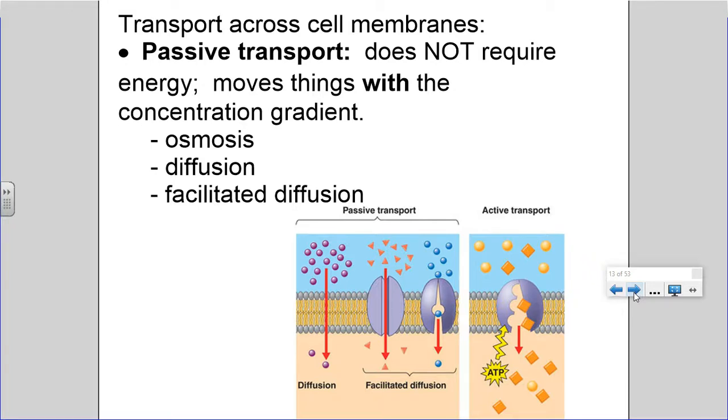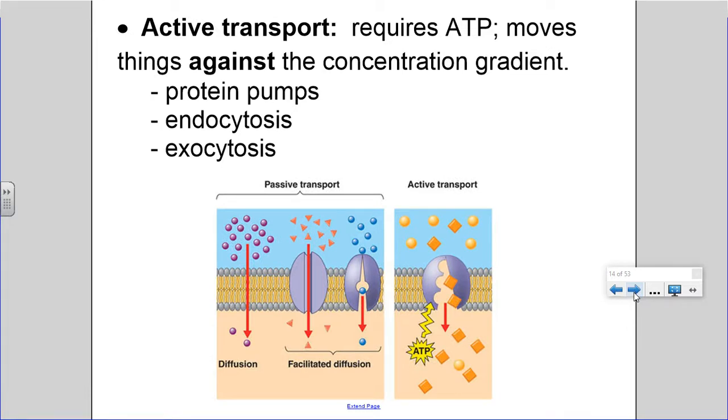So passive transport does not require energy, and it moves things with the concentration gradient. There are three main examples of this that we will talk about in a few minutes: osmosis, diffusion, and facilitated transport. And then active transport is the opposite, so it requires ATP. It moves things against the concentration gradient. The three main examples we have for this one are going to be protein pumps, endocytosis, and exocytosis.